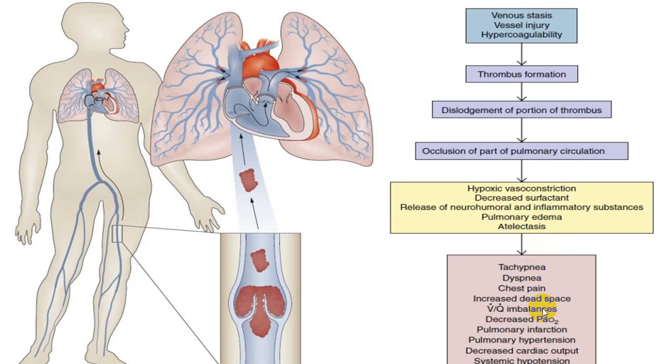So if you get a VQ scan, you can see that there is a VQ imbalance, decreased pulmonary arterial oxygenation, infarct, pulmonary hypertension, hypoxia, vasoconstriction, further pulmonary hypertension, decreased cardiac output, and that can end up with systemic hypotension and even shock stage.